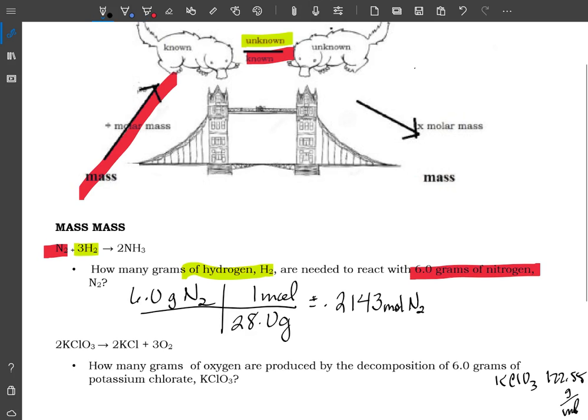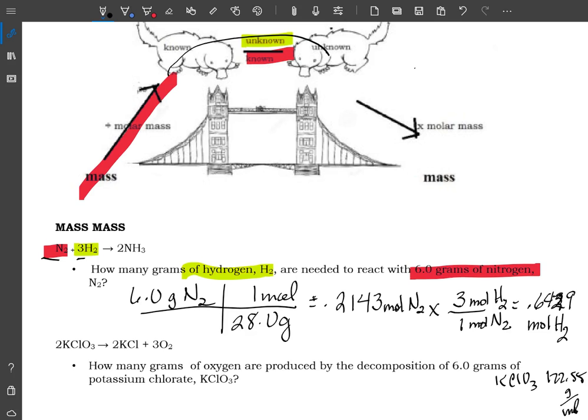The next step is to multiply that by my ratio. If I look at my equation, 1 nitrogen will react with 3 hydrogens. Nitrogen is the known, so that goes on the bottom, and hydrogen is the unknown, so that goes on the top. Once I do that, I have 0.6429 moles of hydrogen. So now I've gone from known to unknown moles.